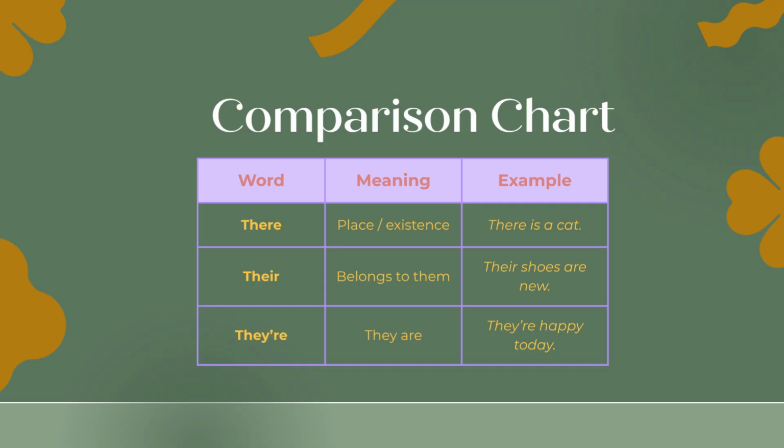Now, here's a quick summary chart for your reference. First, there is a place or an existence. And an example for you is, there is a cat. Next, you have their. Shows possession. It belongs to them. An example is, their shoes are new. And last but not least, they're. They are, the contraction. They're happy today is an example of they are.